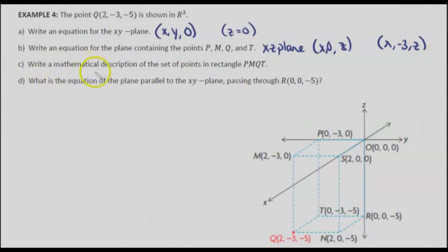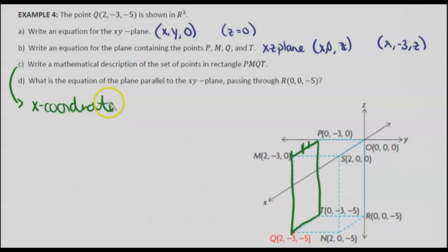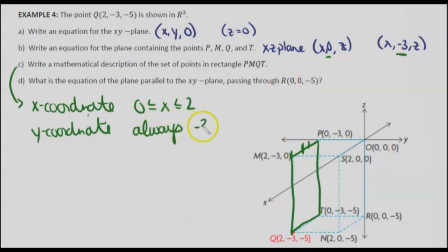Now C, write a mathematical description of the set of points in rectangle PMQT. So if we're thinking about this rectangle, the X coordinate has to be between 0 and 2. Okay, the Y coordinate, just like we set up here, how the Y is always going to be -3 on that plane. The Y coordinate always has to be -3.